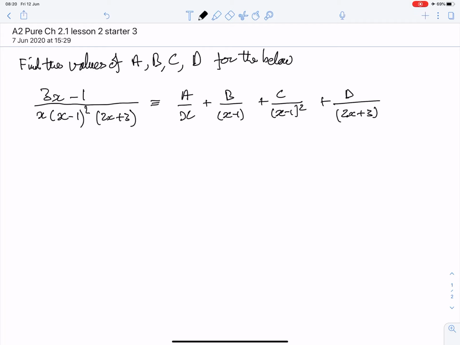Notice I've set it up for you that because we've got that quadratic term (x minus 1) squared, we get two terms on the right hand side. We get the term B over x minus 1, and the term C over (x minus 1) squared, two terms coming from this term on the left hand side. Have a go and then check out the rest of the clip.